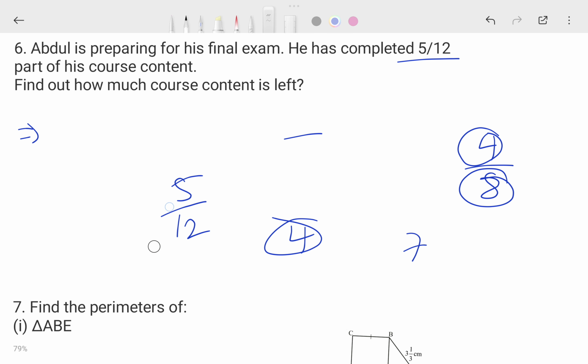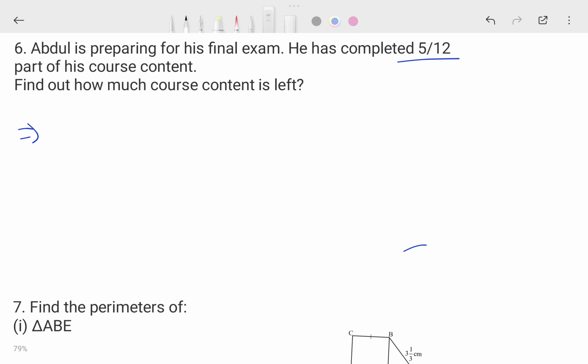What we have to do, we will simply do what the question says. It is given 5 by 12, so write 5 by 12. We will write directly here. First we will write that question: this is 5 by 12, write 5 by 12.